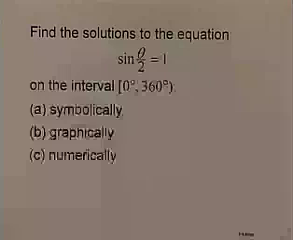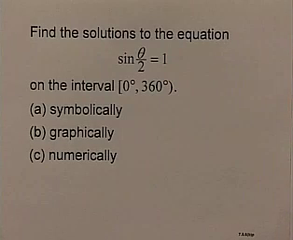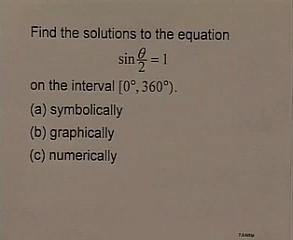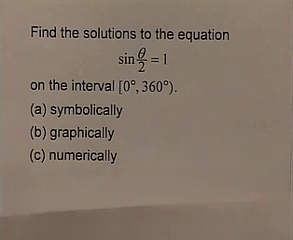Now we're going to move right along into looking at solutions of trigonometric equations. Here's the example that we're going to be working with. We want to find the solutions to the equation sine of theta over 2 equals 1 on the interval from 0 to 360 degrees. And we're going to be working this problem symbolically, graphically, and numerically. Let's begin by working it symbolically.